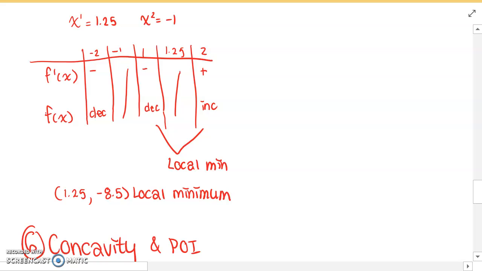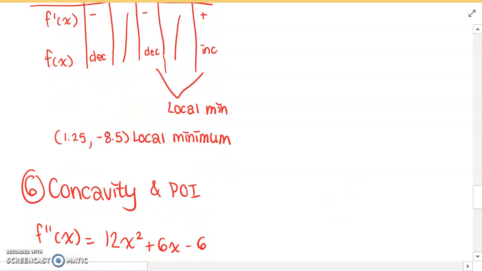So I knew that since f of x was going from decreasing to increasing at 1.25, that's the local minimum. And since there was a decreasing to decreasing at -1, that indicated to me that there might be, or there will be, a point of inflection there, but I saved that for later when solving for the points of inflection.